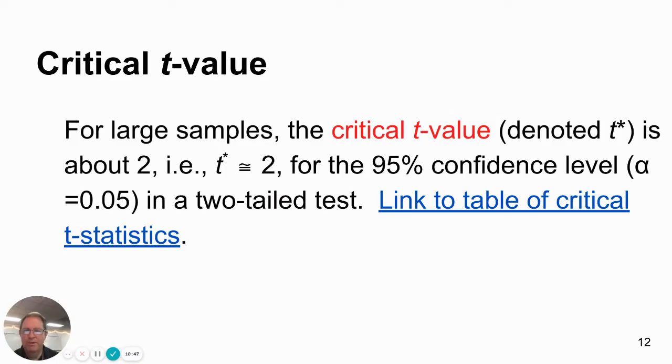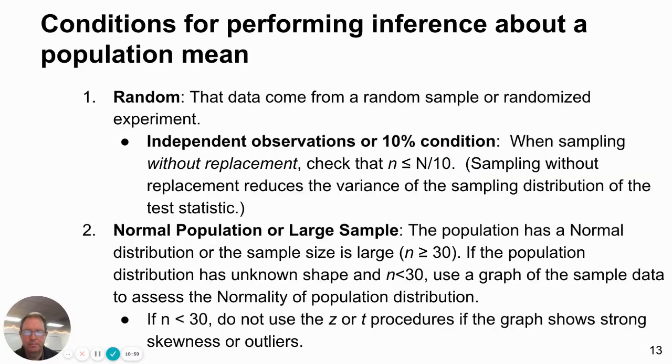For large samples and the 95% confidence interval, the critical t value is approximately 2, or as I showed you on the table before, 1.96. So here are the conditions for performing a confidence interval for a mean. The first condition is that the data has to be random. It has to come from a random sample or randomized experiment. If the data is not random, we really can't use it. We've got to start over. That's an important condition.